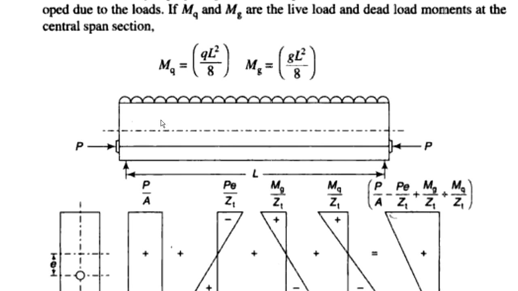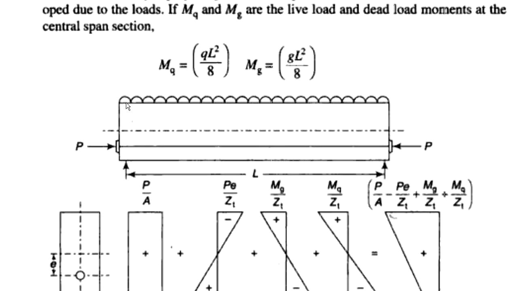Let us study. Due to live load as well as dead load, the beam is going to bend in this manner. Due to eccentricity, the beam is going to bend in this manner. But due to dead load and live load, the beam is going to bend in this particular manner. So the topmost fibers will be under compression and the bottommost fibers will be under tension. You can draw the figure by yourself so that you can observe it.